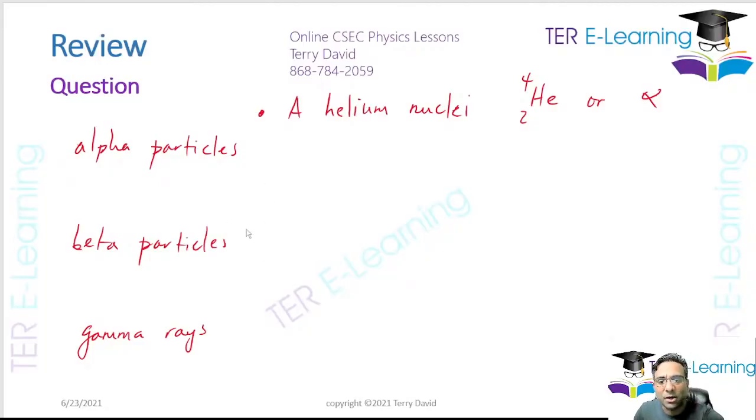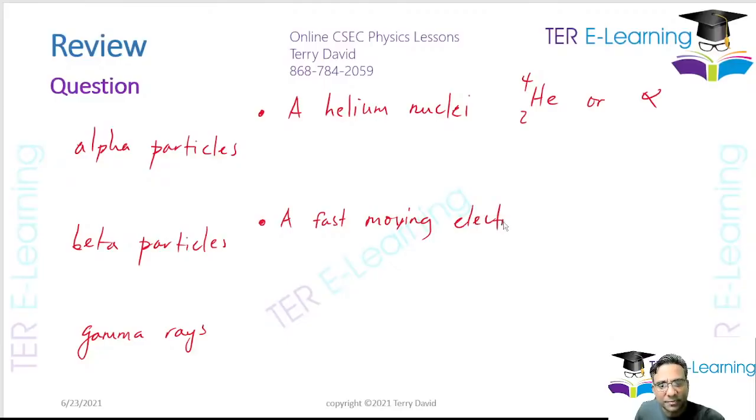Now, in the case of a beta particle, you all need to know what a beta particle is. CSEC can ask you that. A beta particle is a fast moving electron.